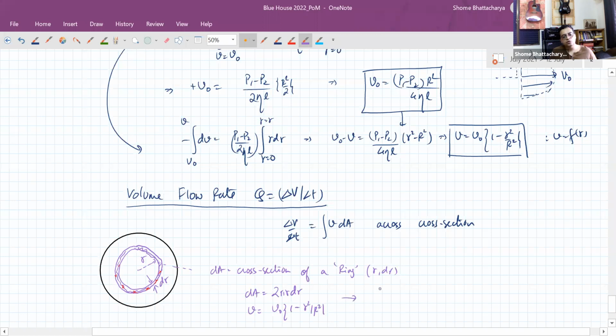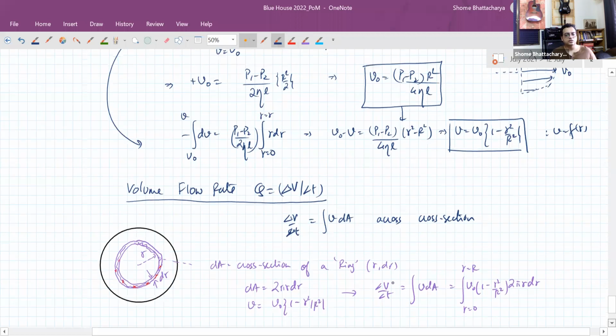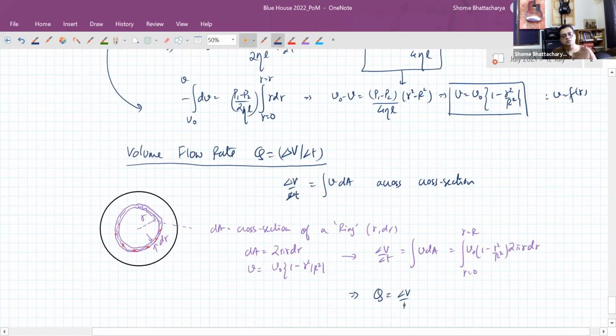So now we can see that the volume rate of flow is the integration of V dA, that is, V times 2 pi r dr from r equal to 0 to r equal to capital R. When we do this integration, 2 pi V naught comes outside, and we have (r minus r cubed by R squared) dr integrated from 0 to capital R. So this will give us r squared by 2 minus r to the power 4 by 4 R squared. On this we have to put the limits from 0 to capital R.